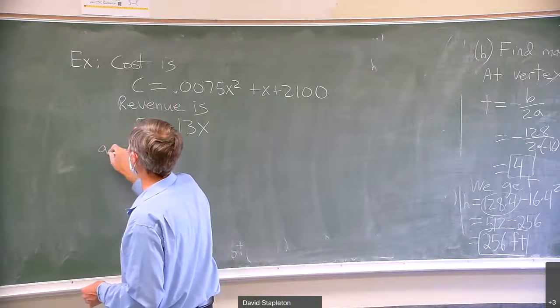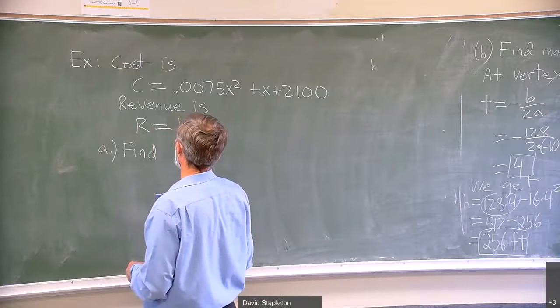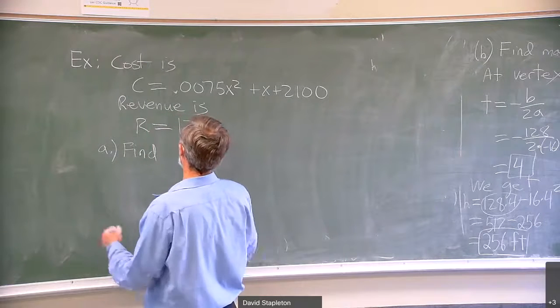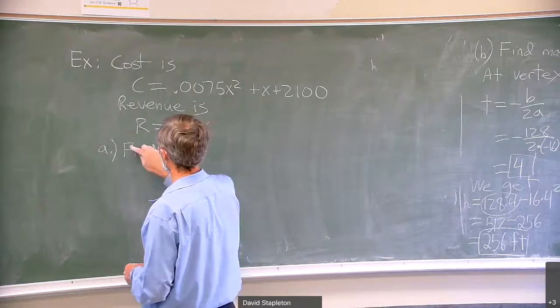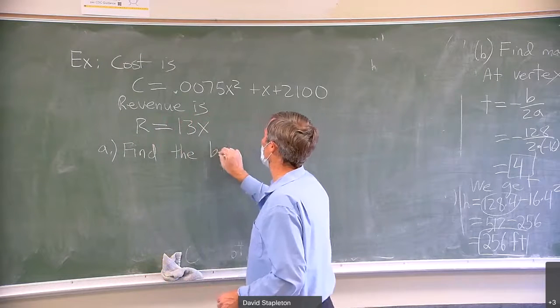Find the break-even point. That's the first time you get enough units so that you haven't got negative profit, right? You're not taking a loss. Find the break-even point.